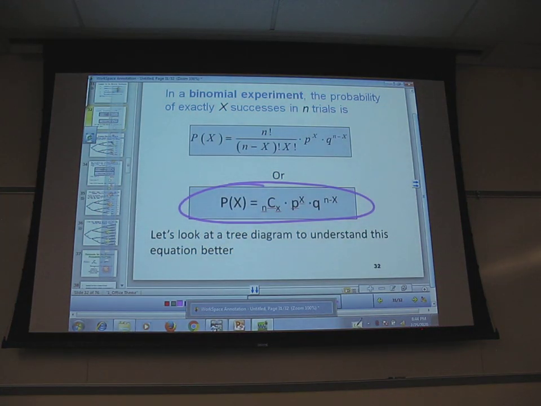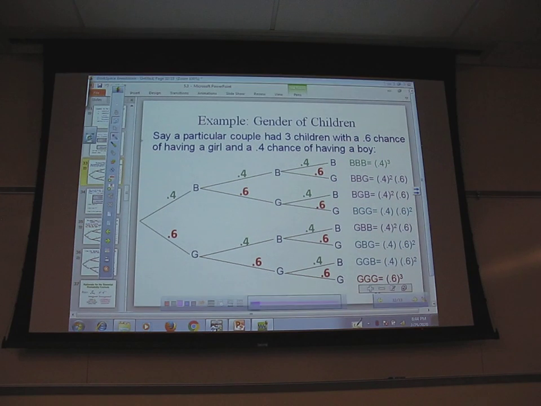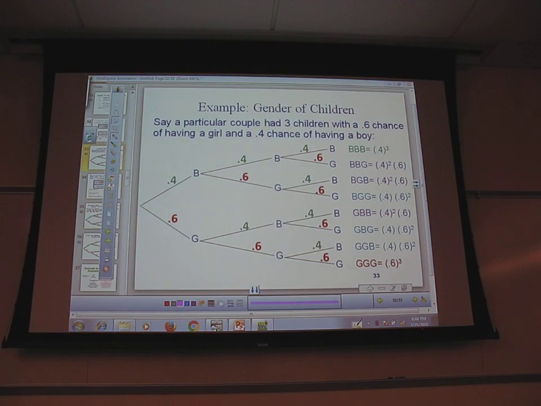Now, you might ask, where does this formula come from? I'm going to show you. We're going to look at a tree diagram, because that will help you understand it better. Anjali, go ahead and read. Say a particular couple had 3 children with a 0.6 chance of having a girl and a 0.4 chance of having a boy. The tree would look like this.